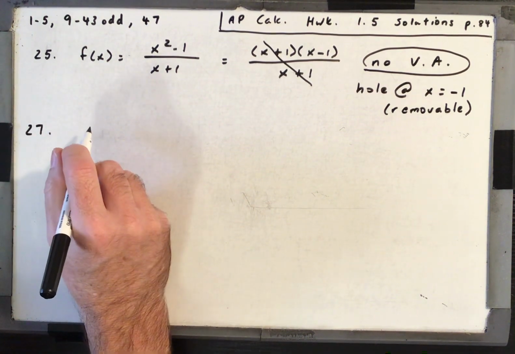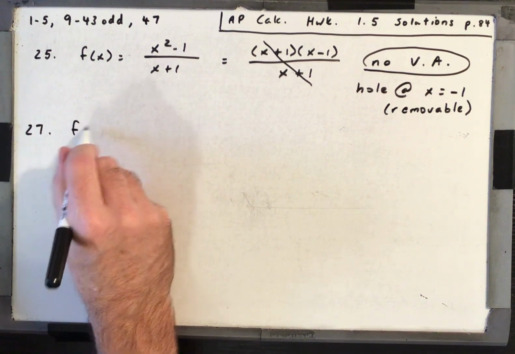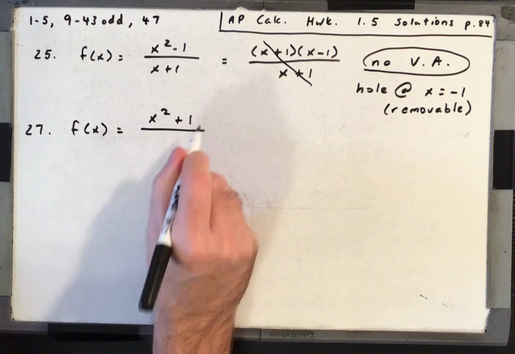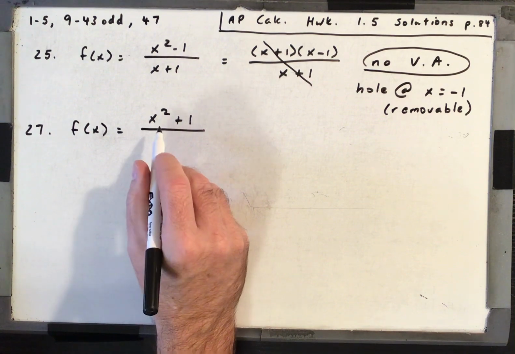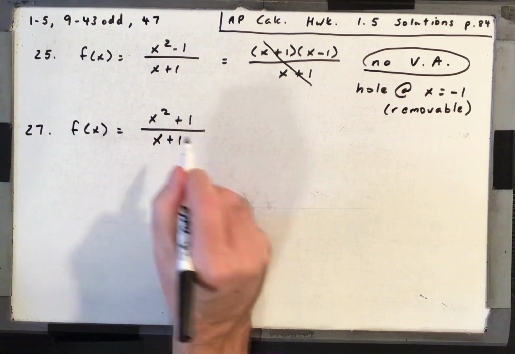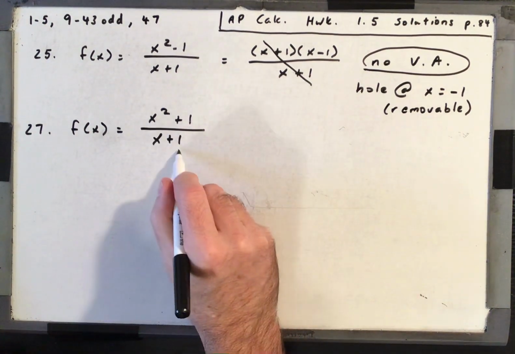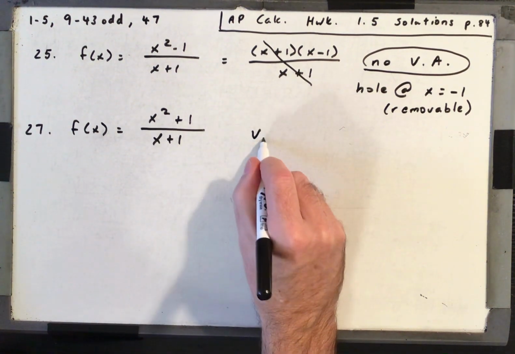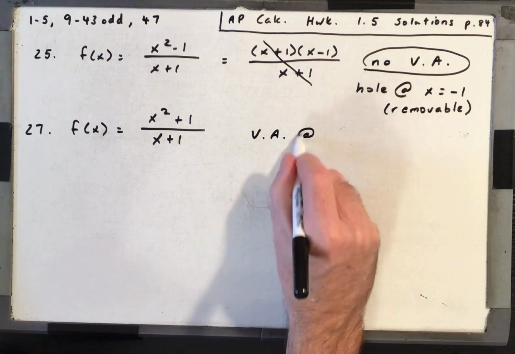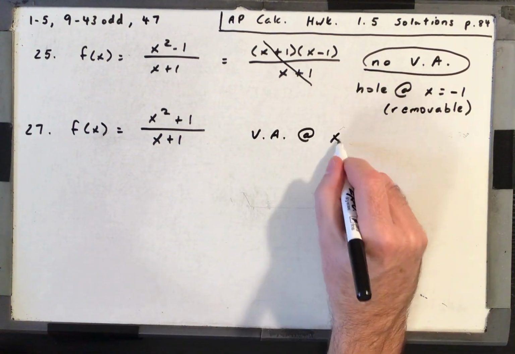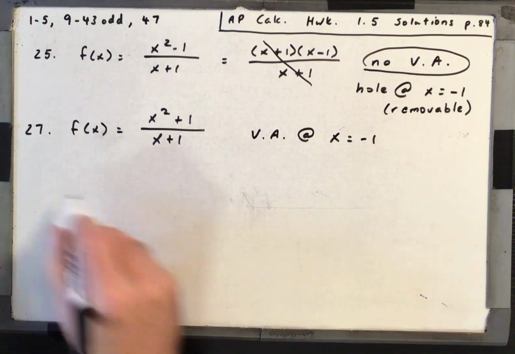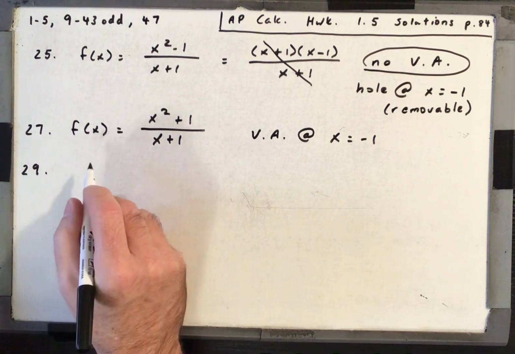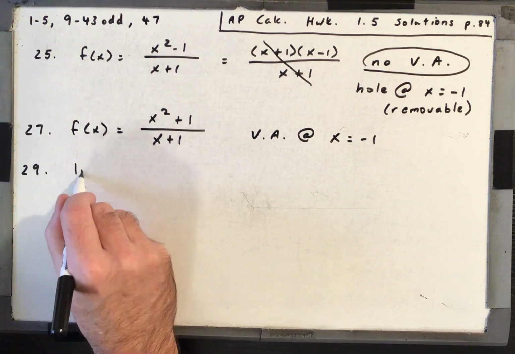27. F of x equals x squared plus 1 over x plus 1. Well, the top won't factor, so it's where the denominator is equal to 0. So we have a vertical asymptote, since you can't cancel out, at x equals negative 1. Brilliant.